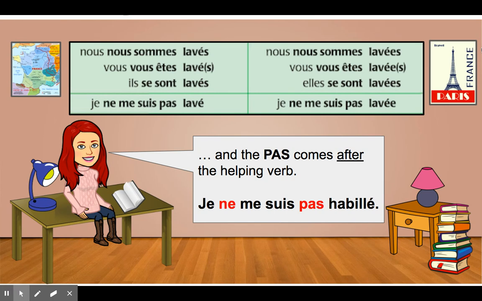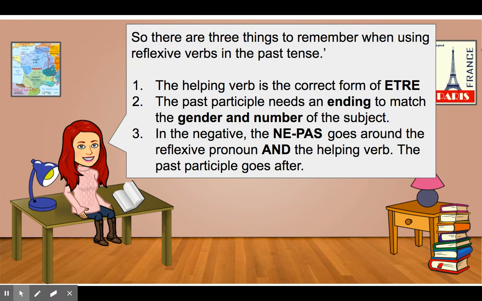Notice there are two words between the ne and the pas now. I've always told you that there was only one word, and it was the verb, and that's true, except in this case, where it's je ne me suis pas habillé. So there are 3 things to remember when using the reflexive verbs in the past tense.